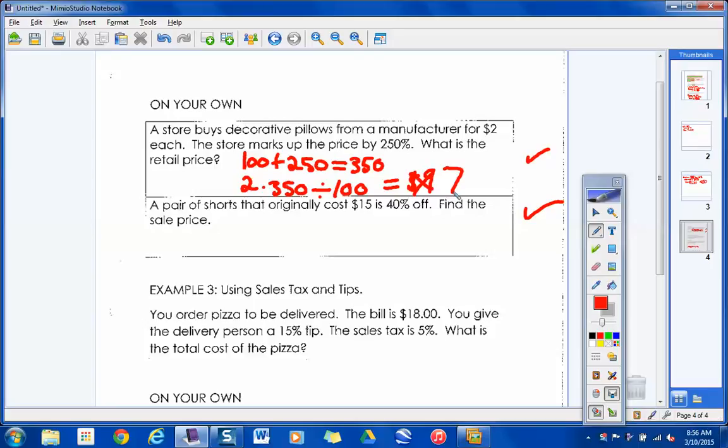Okay, so thinking. It's 40% off. So you take 100 minus 40, and it equals 60. So can I ask a question? Sure. Does that 60 mean we're paying for 60% of the original then? Yes. Excellent. And then you'll take 15 times 60 divided by 100, and I got 9. Awesome.